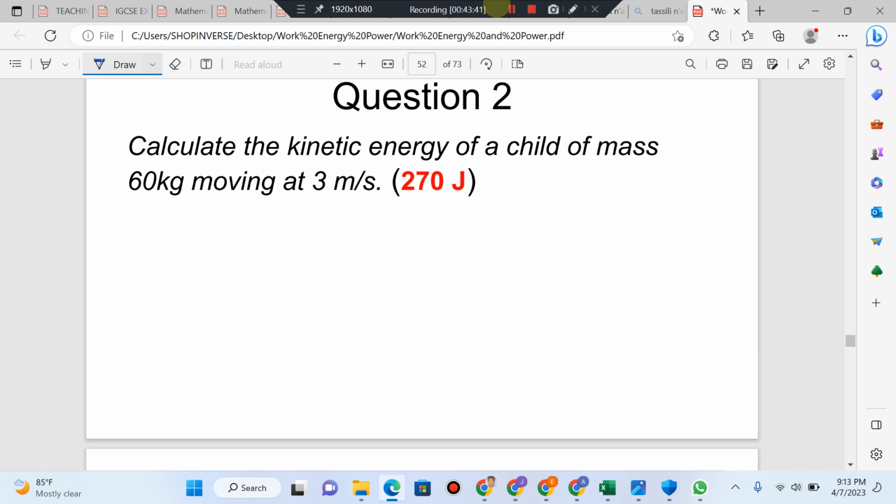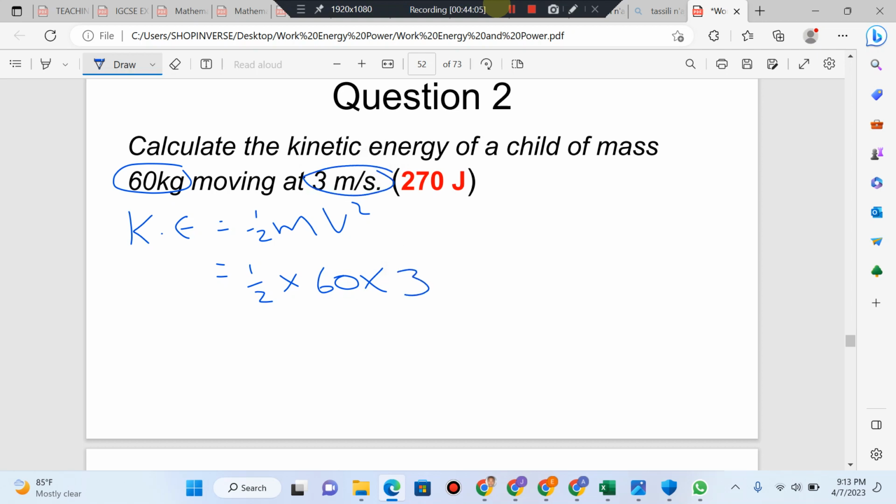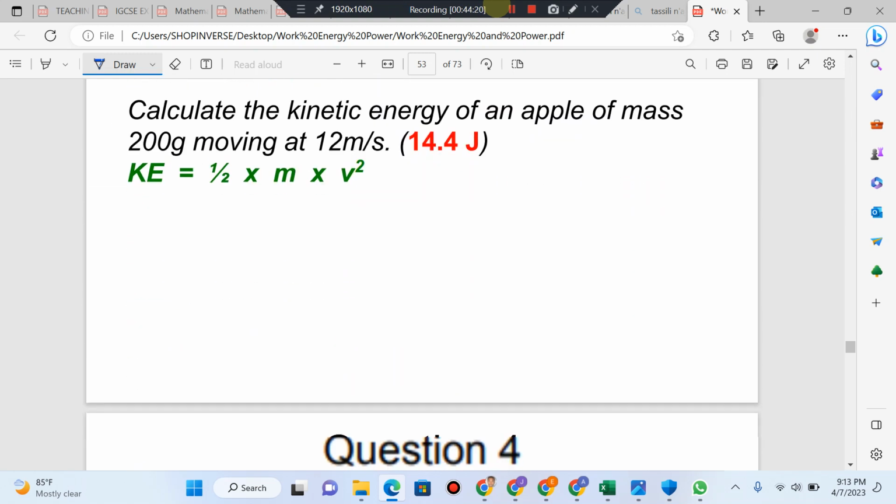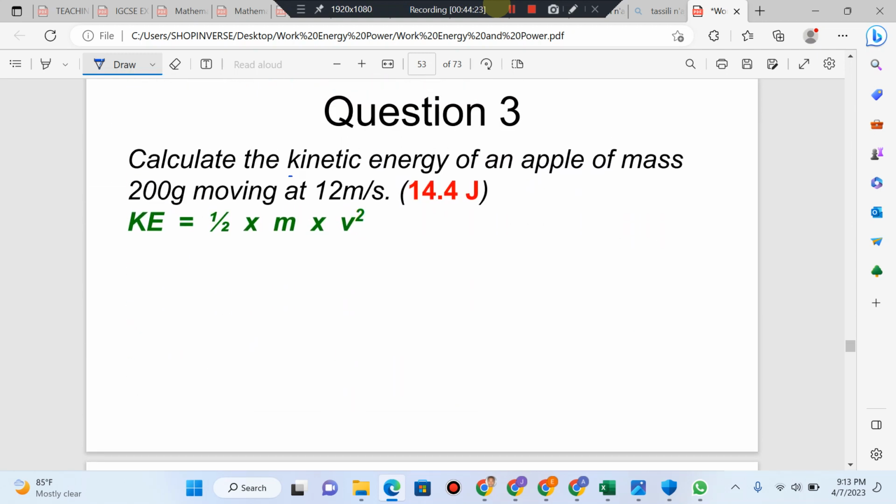Question number two, you may solve this. Pause this video and solve question two, then compare your answer with mine. Now I will solve. Kinetic energy equals half mv squared. Calculate kinetic energy of a child of mass 60 kilogram, moving at 3 meters per second. So you get half times 60, which gives you 30. Then 30 times 3 squared, and 3 squared is 9. 30 times 9 gives you 270. So your answer is 270 joules.